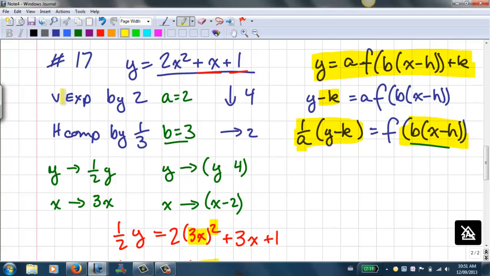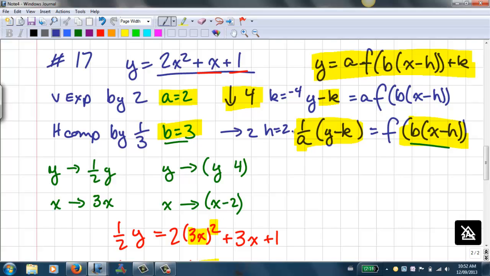Second, we recognized here that for vertical expansion by 2, our a value is going to be 2. Or horizontal compression by a third, our b value is going to be 3. If there's a translation down, our k value is going to be, let me write that here, -4. And for a translation to the right 2, our h value is going to be 2.